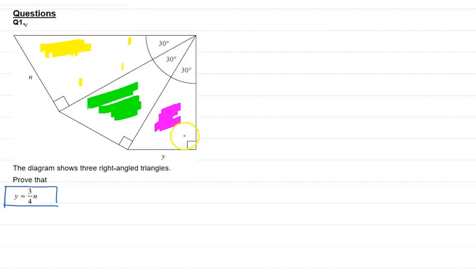Hi guys, today we are going to walk through these grade 8 and grade 9 questions for your non-calculator paper. If you see, here is a diagram. You can see there are three triangles. One is this yellow one, one is this green one, and one is this purple one. In this diagram, what we need to show is y equal to 3 over 4 n.